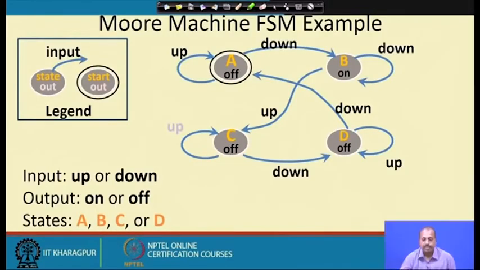Here is an example of this Moore machine based FSM. You see that on the individual edges we have dropped the output, because the output is not dependent on the input, it is dependent on the current state only. So, in state A, the output is always off, at state B it is always on, similarly at state C and state D also they are always off. So, this is an example of a Moore machine.